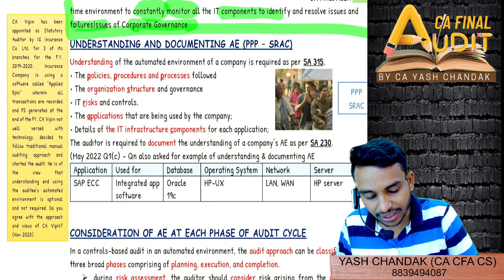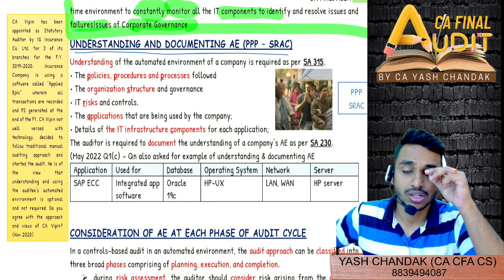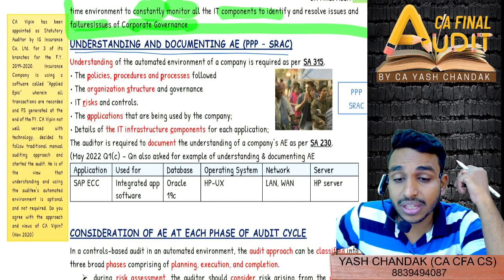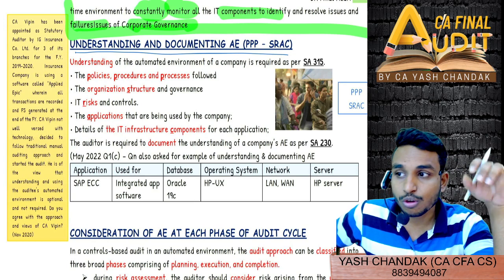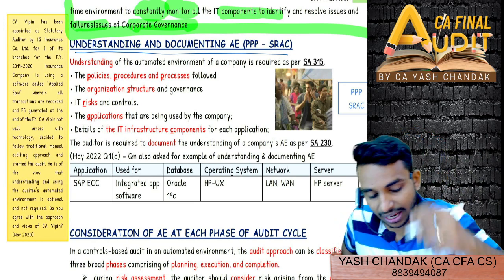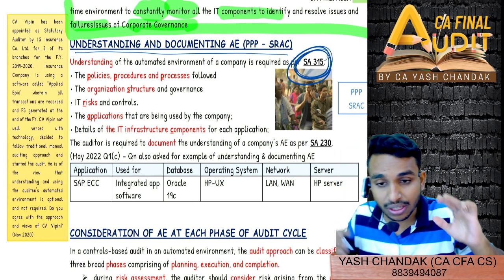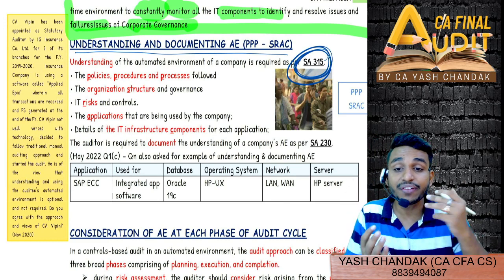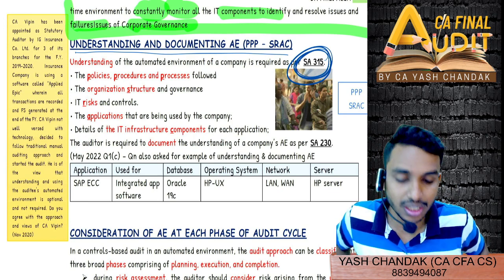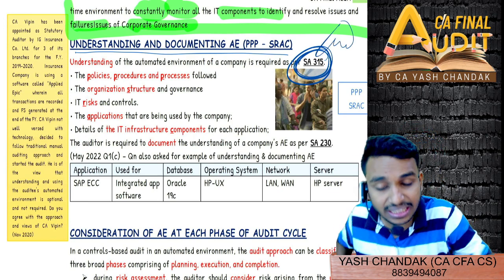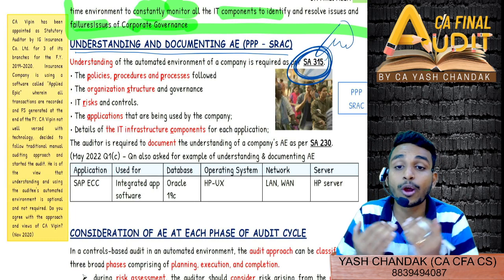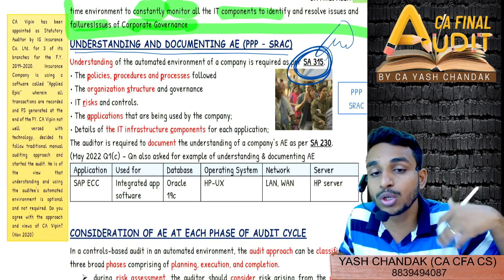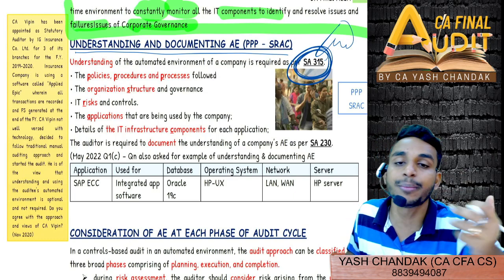So now come to understanding and documenting automated environment. Whenever you start with an audit, don't you first of all understand the environment in which the entity is operating? When you are understanding the environment, in accordance with SA 315, you understand the entity, its environment, including its internal control, so as to identify and assess the ROMM. Do you remember? For us, now that our entity is operating in an automated environment, it guides us on how to assess or understand the automated environment of the entity.